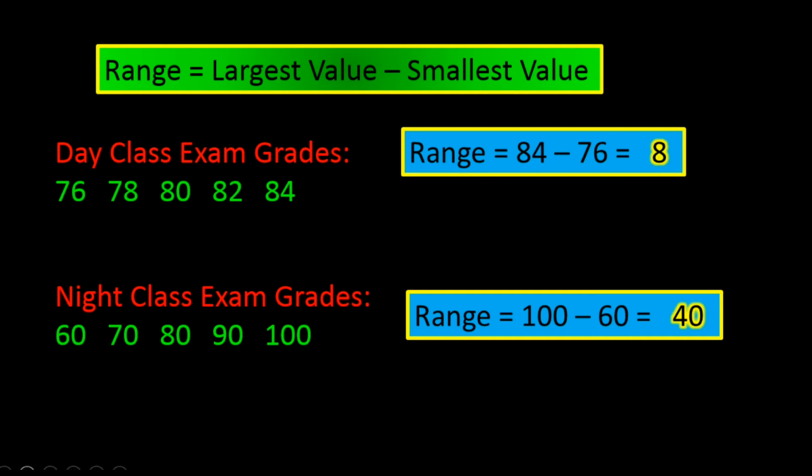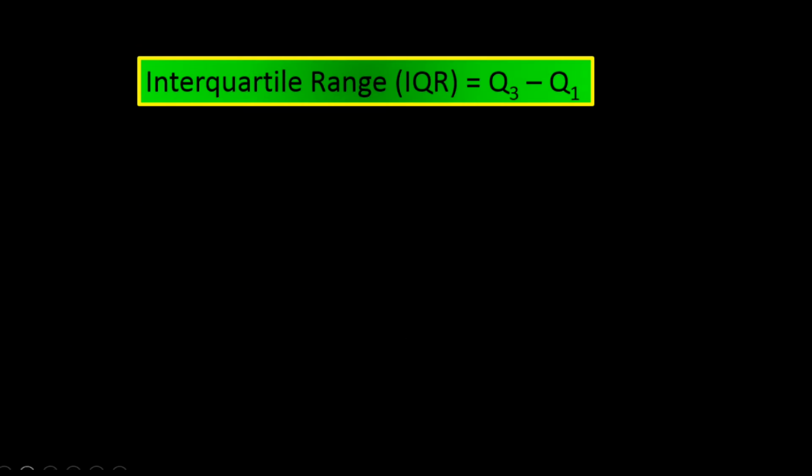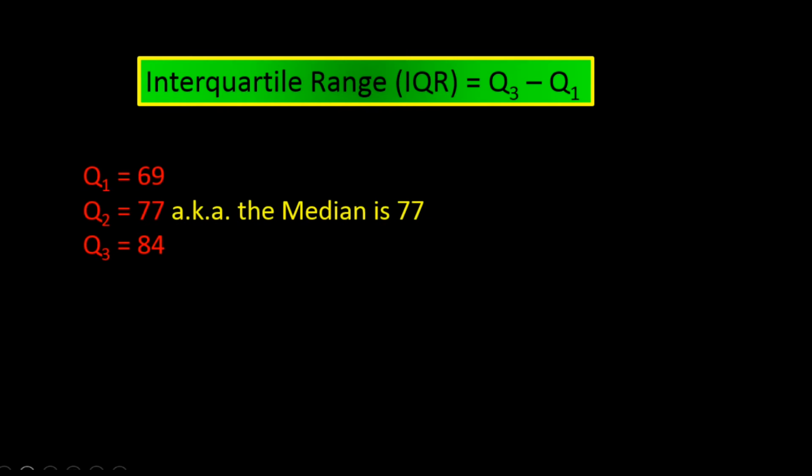The next measure of variability we will discuss is the interquartile range. To calculate the interquartile range, we take Q3, quartile 3, minus Q1, quartile 1. An example of this is shown in the previous tutorial on percentiles and quartiles. We had calculated the quartiles for 15 student grades as follows. Q1 was 69, Q2, also known as the median, was 77, and Q3 is 84. Again, if you need a refresher on how this was done, please review the video tutorial on percentiles and quartiles.